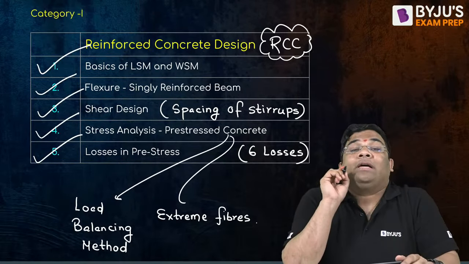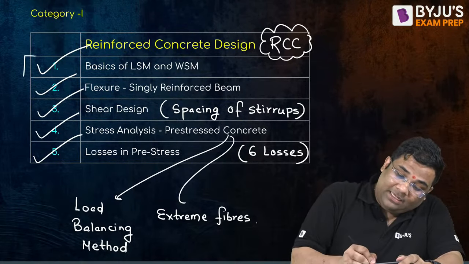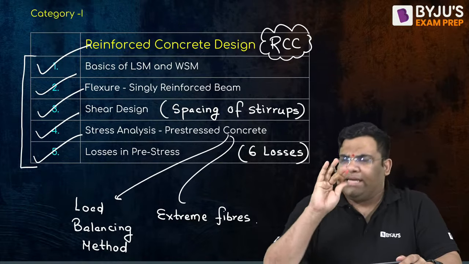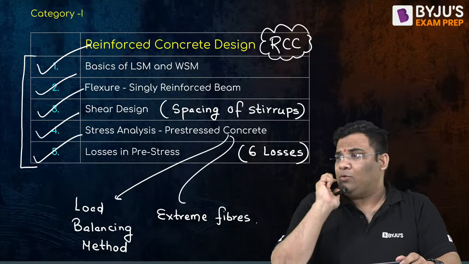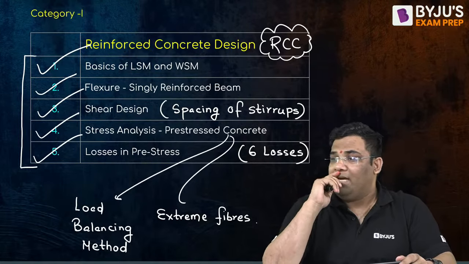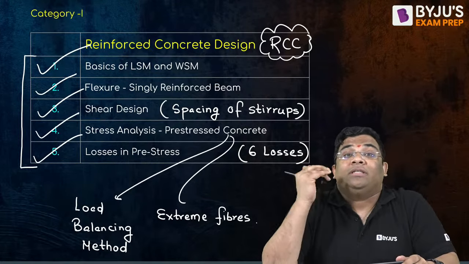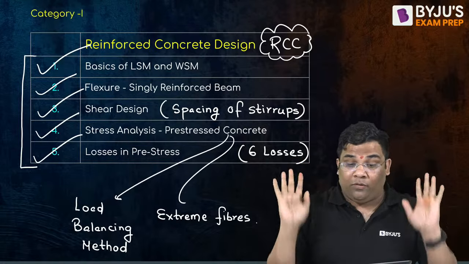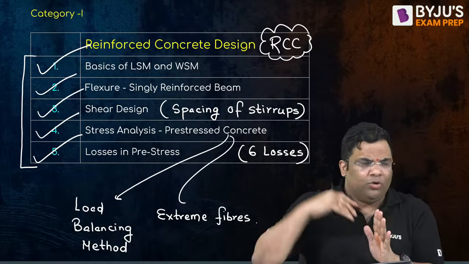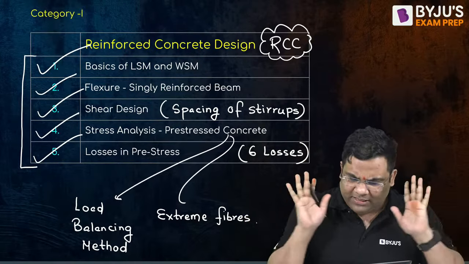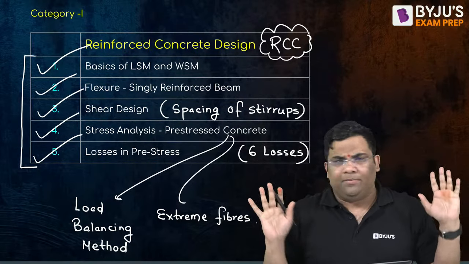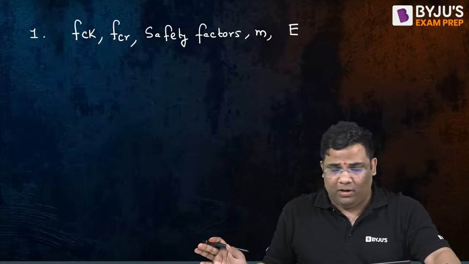So if you complete these five topics of RCC, then we can say that you have completed a major chunk from where the questions are asked. Understood? So first complete this much of RCC. Don't go into flanged beam, doubly reinforced beam and other things and get confused. First complete this much. Let us go to the next thing.